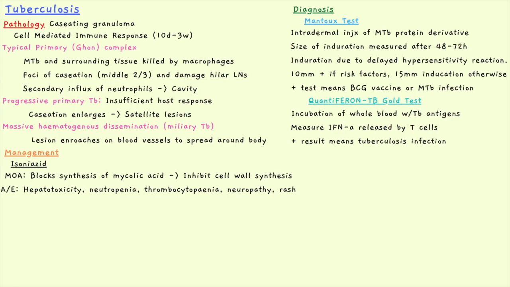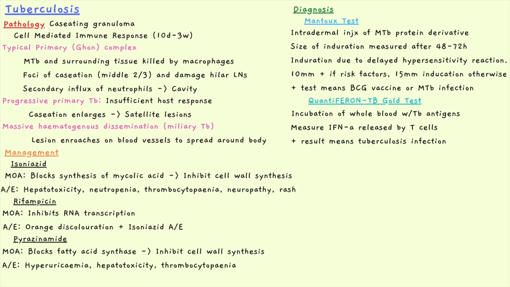The management is complex, and there are 4 main drugs which are used. So one of the main ones is isoniazid, which blocks synthesis of mycolic acid to inhibit cell wall synthesis. Adverse effects include hepatotoxicity, but importantly neutropenia, thrombocytopenia, so there are more risks of other bacterial infection as well as bleeding disorders. You can also get neuropathy and rash. Rifampicin inhibits RNA transcription, but can cause orange discoloration, as well as the same adverse effects of isoniazid.